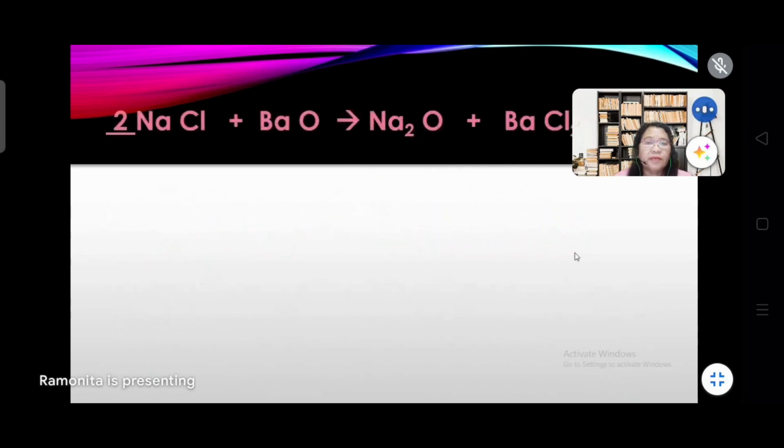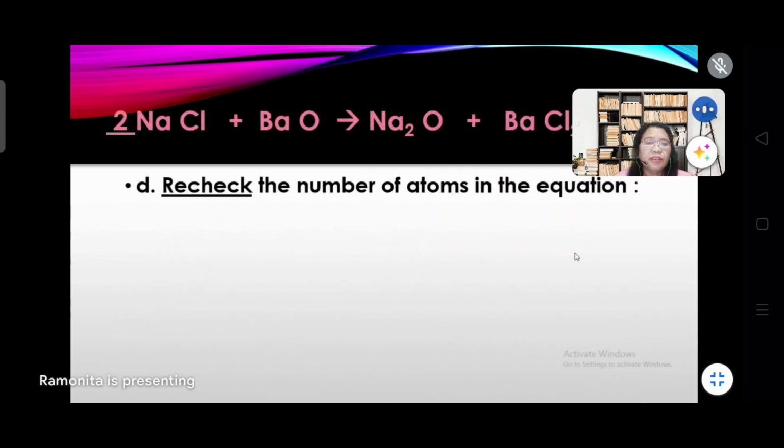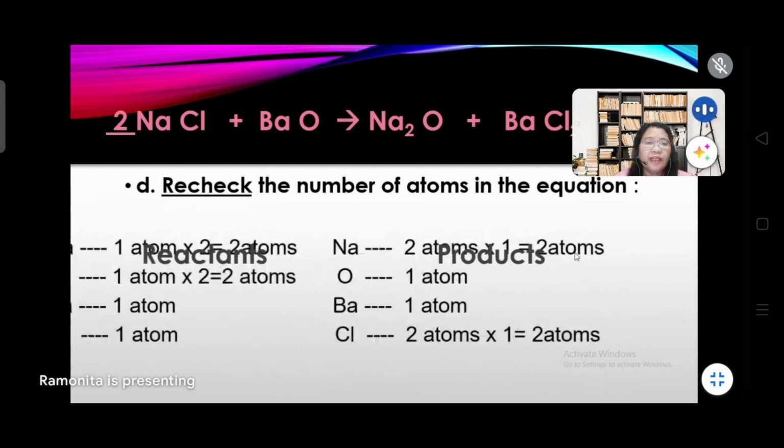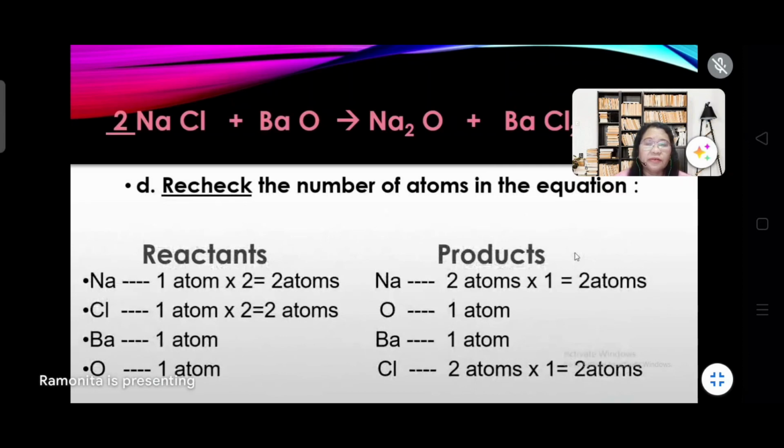With the same equation, we check the number of atoms in the equation, for the reactants and product. We have done this already earlier. Our sodium has 1 atom multiplied by 2 equals 2 atoms. For the chlorine, 1 atom multiplied by 2 is equal to 2 atoms.